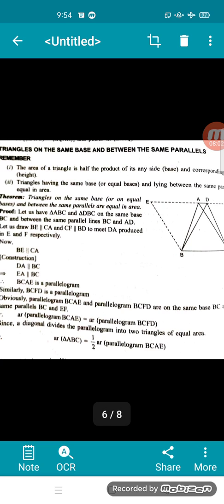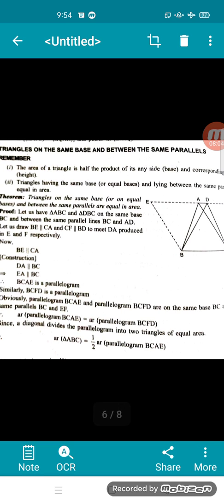Area of a parallelogram is the product of any side and the corresponding altitude. For example, if I want to find the area of ABCD, the area is equal to AB into DP. Parallelograms on the same base and between the same parallels are equal in area. Parallelograms on the same base and having equal areas lie between the same parallels. Is it clear to everyone?